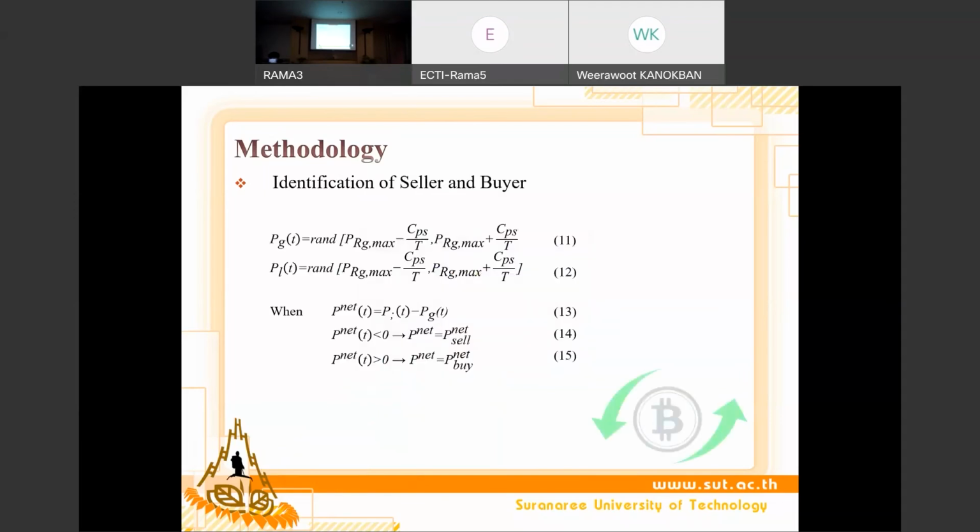Identification of seller and buyer. In this study we use a random number generator model, a pseudo-random number generator. Such a model is used to predict the power demand of load and generate a time slot. We define upper bound and lower bound according to equation 11 and equation 12. Also, the model has random values corresponding with maximum renewable energy load in the system. Note that an energy surplus is in equation 14 and energy deficit is indicated in equation 15.